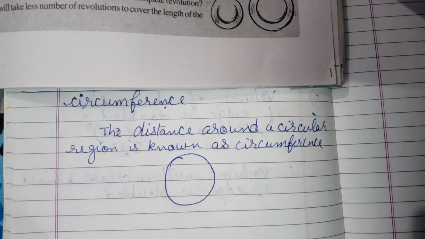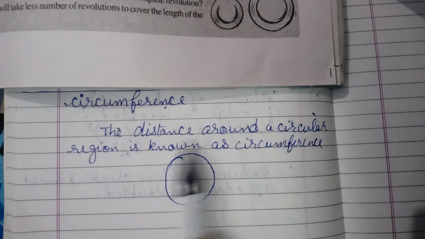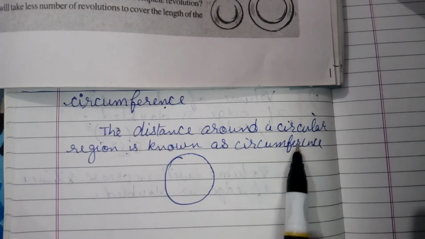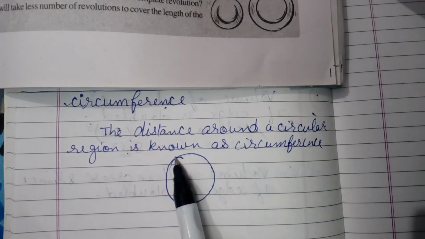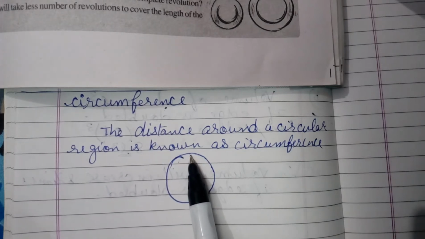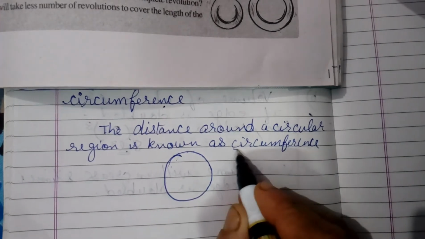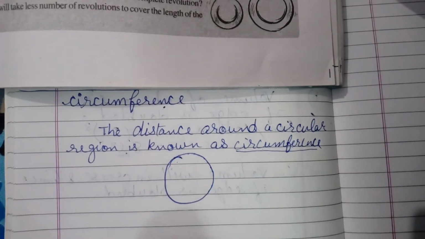Good morning students. Today we are going to start our new topic, that is circumference. The distance around a circular region is known as circumference. This boundary of a circle is called circumference. In case of rectangle and square we call it perimeter, and in a circle we call it circumference.